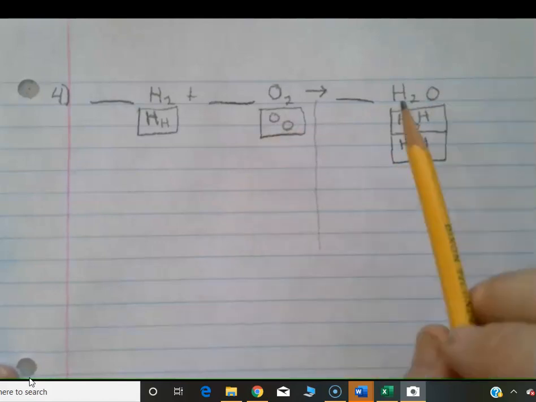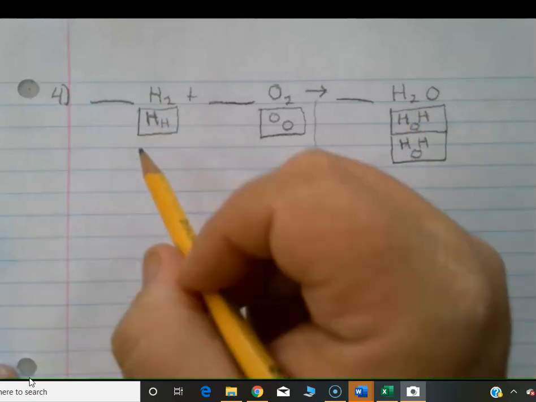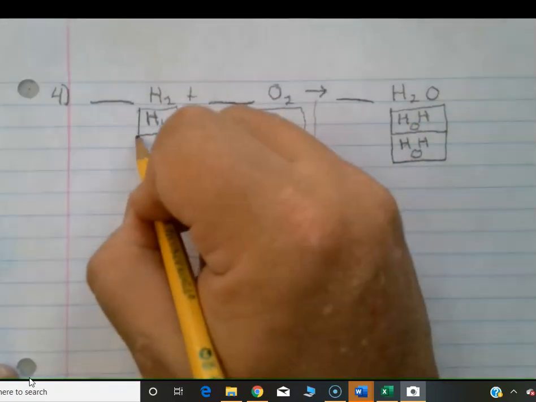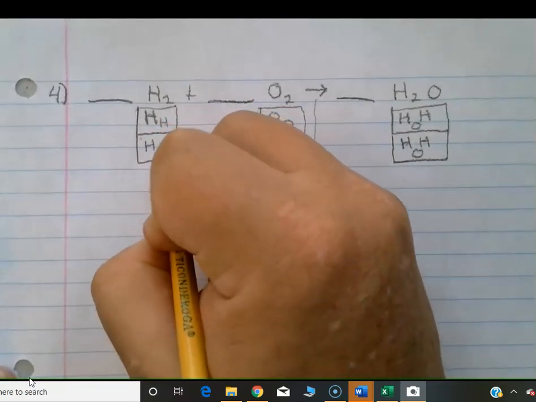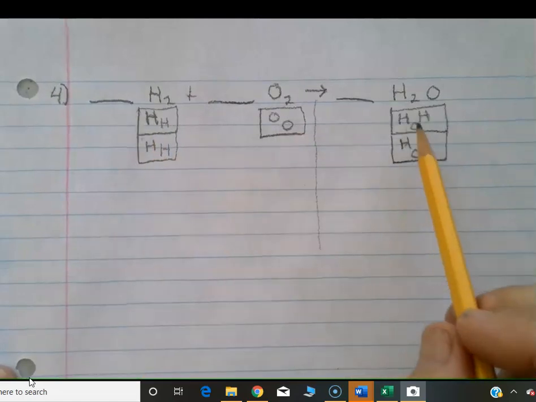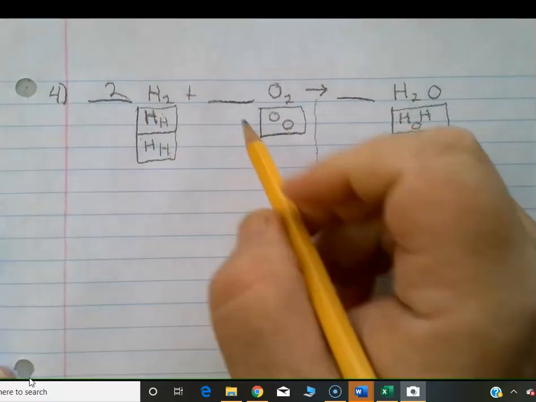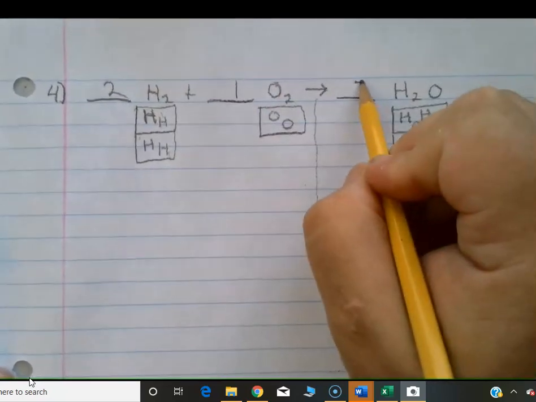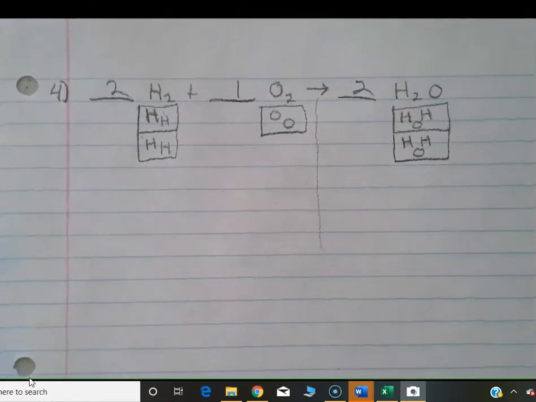As far as H's, though, I threw them out of balance. I have 1, 2, 3, 4, and only 1, 2 there, so I go to the one that has the least. That's 2. And I have to add another one of these. And now I have 4 hydrogens, 2 oxygens, 2 oxygens. Everything's in balance. 2 boxes, 1 box, 2 boxes, and bam, you're done. Okay? All right.